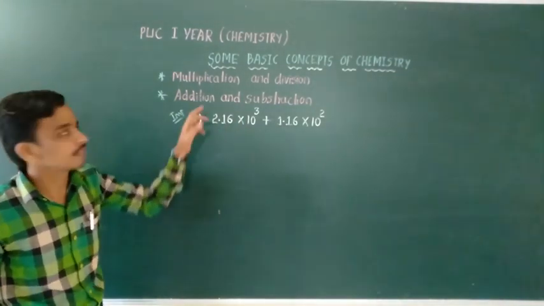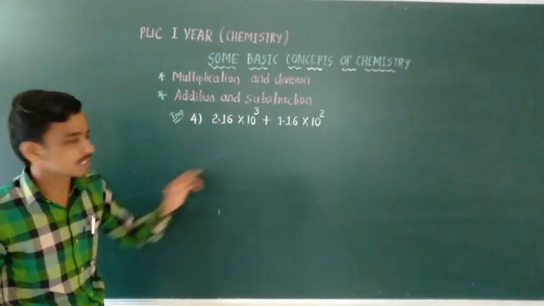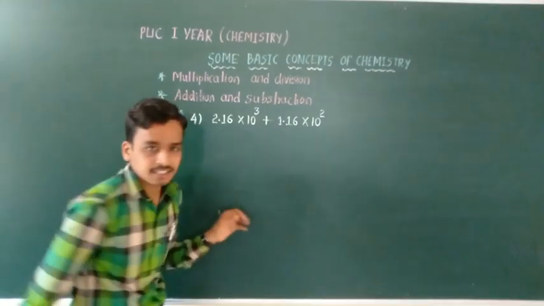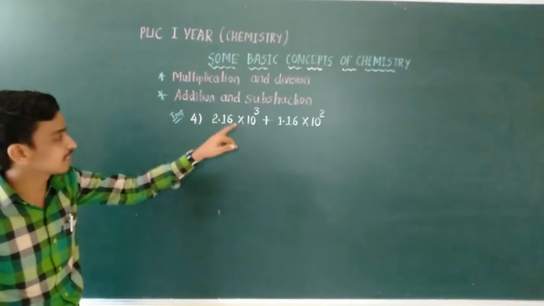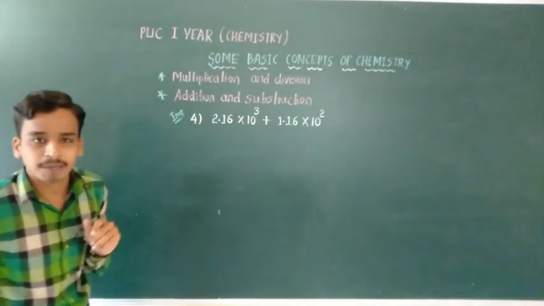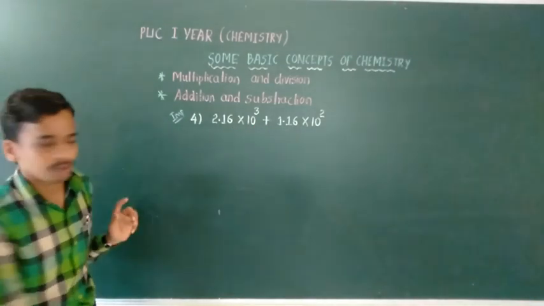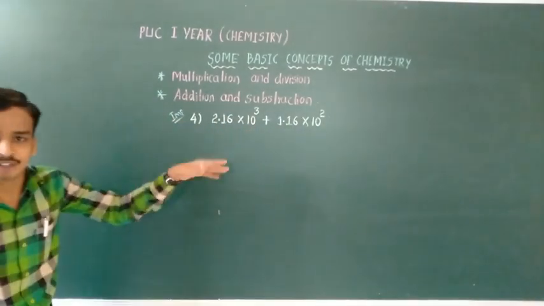Okay, it is quite different from multiplication and division. In the previous problems there was a multiplication sign, but here it is an addition sign, therefore you should not continue with a similar method. You cannot use the a raised to m into a raised to n property here, because there is no similarity between these two numbers. These numbers are different, therefore you have to take a common factor here.